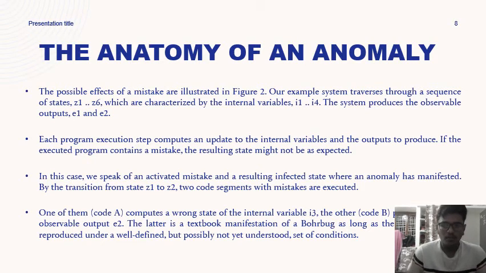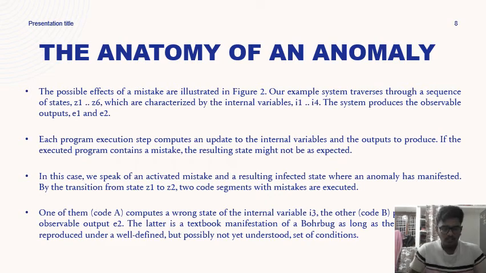The anatomy of an anomaly. The possible effects of a mistake are illustrated in Figure 2. Our example system traverses a sequence of states Z1 to Z6, which are characterized by internal variables I1 to I4. The system produces the observable outputs E1 and E2.